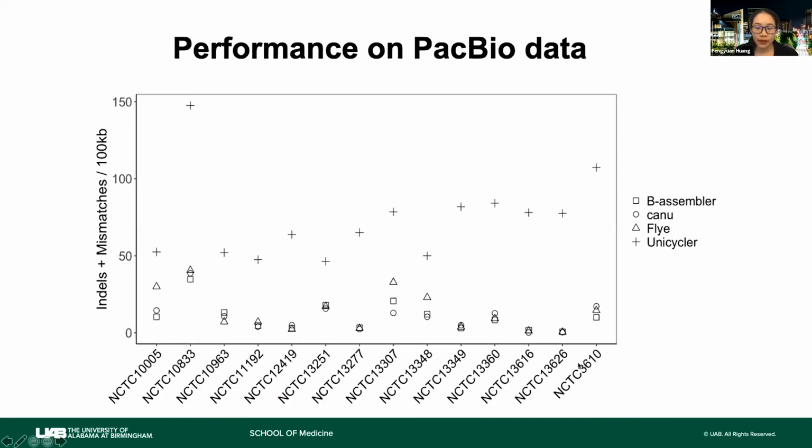For the base accuracy, as shown in this figure, rectangle is backsembler, circle is Canu, triangle is Flye, plus is Unicycler. Overall, Unicycler had the highest number of indels and mismatches, while Flye, Canu, and backsembler are lower and close. So all these results indicate that backsembler is also able to assemble PacBio data with less assembly error.